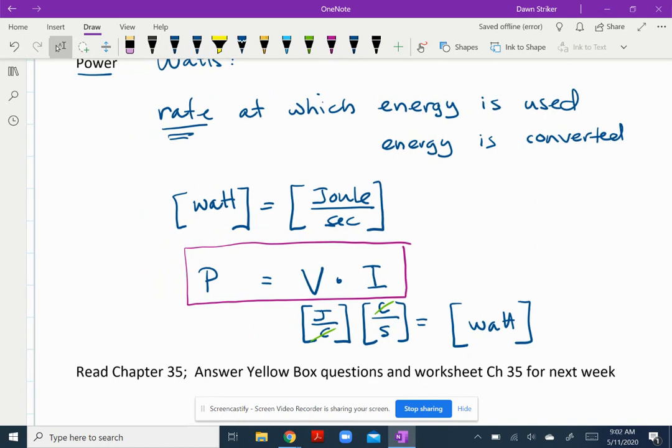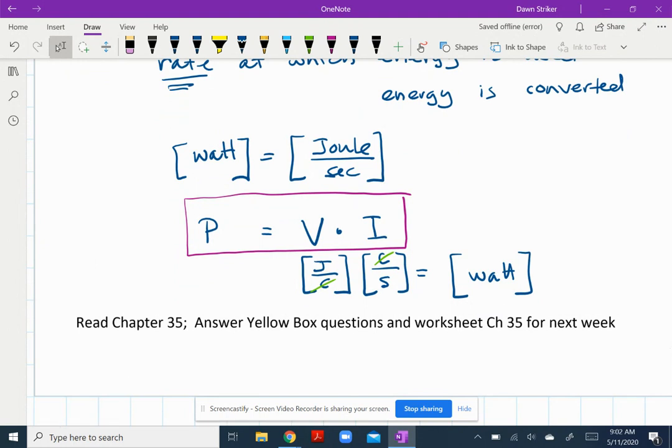All right. So we're just going to start this week by reading chapter 35, answering the yellow box questions. I'm going to ask you to submit those to me this week. Submit a picture of those yellow box questions. And we're going to start looking at chapter 35 worksheet and thinking about how current works in a circuit. Next week, we're going to learn how to draw schematic diagrams, and we're going to do a PhET lab.